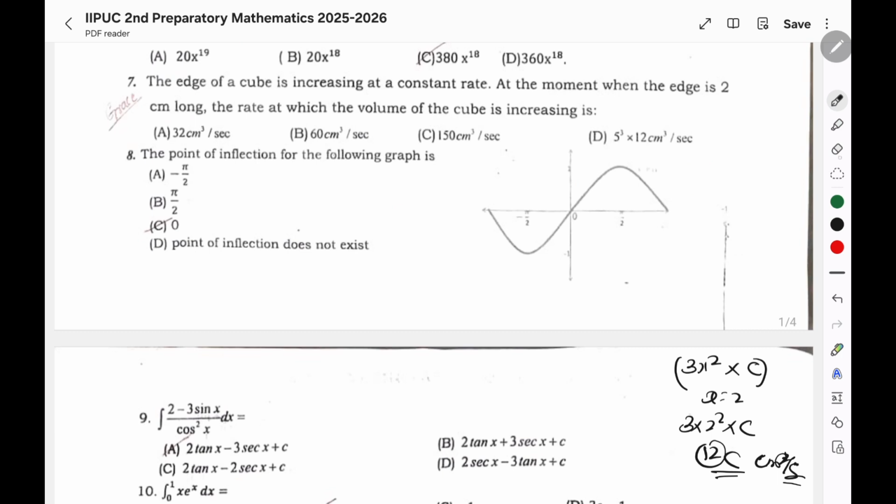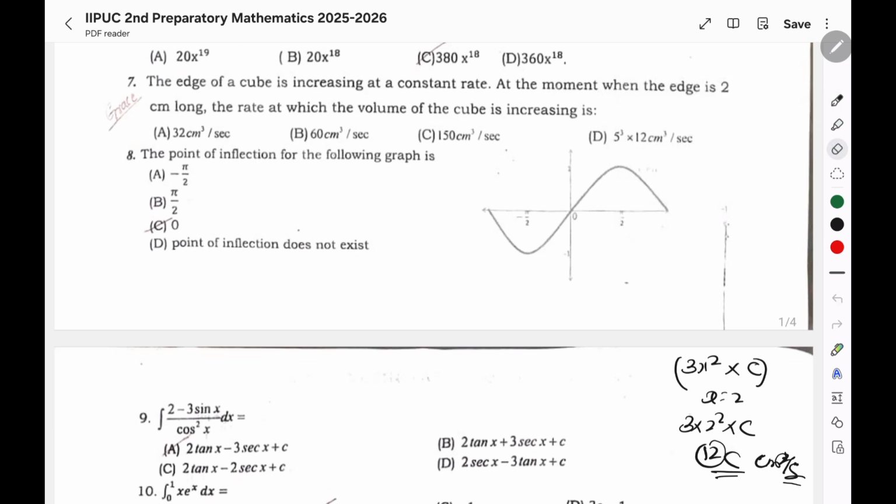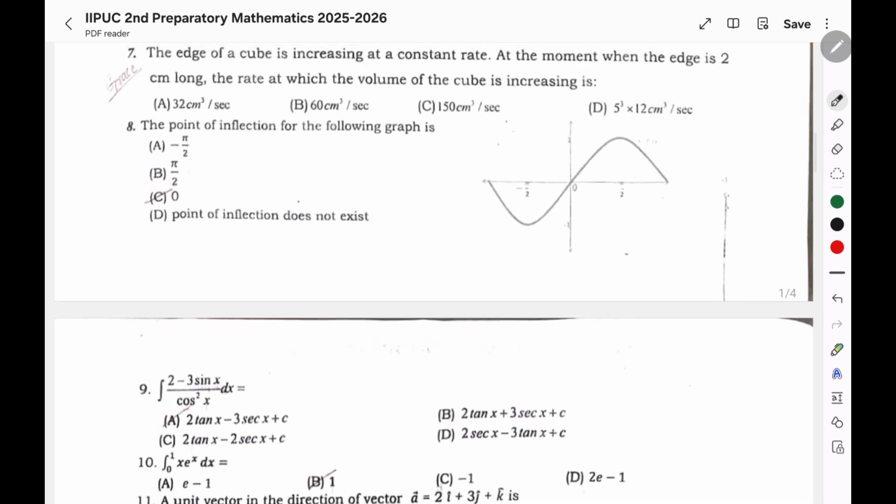Next, question number 8. The point of inflection for the following graph. You can see this graph is changing its behavior. It's changing its concavity at x equals 0. So the point of inflection is at x equals 0.